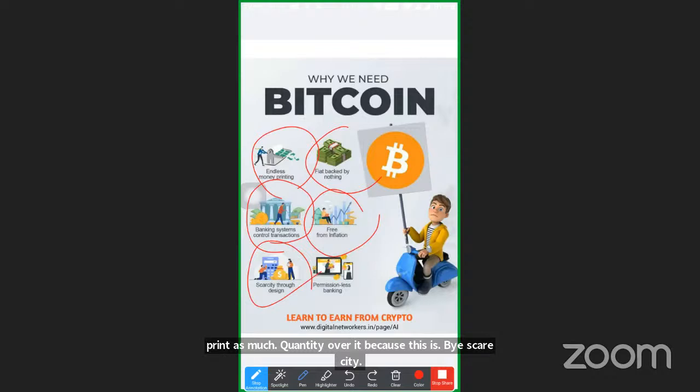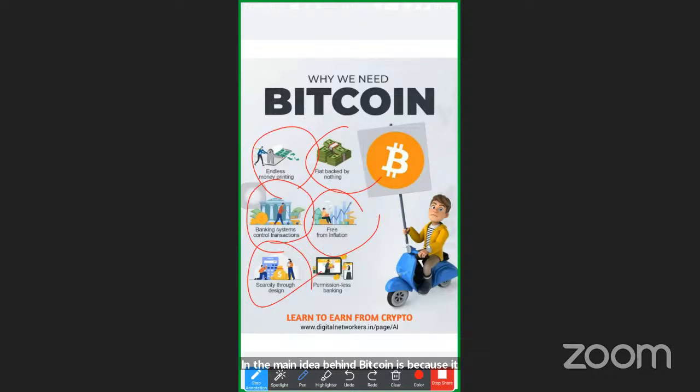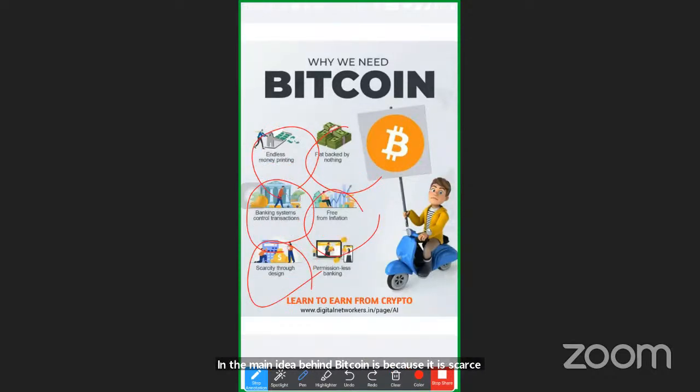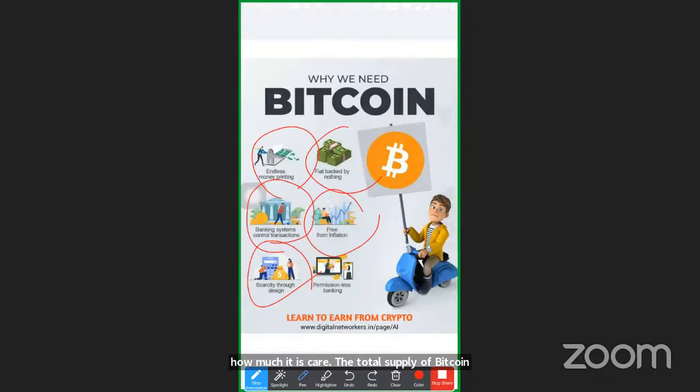The main idea behind Bitcoin is that it is scarce. How scarce is it? The total supply, the total quantity of Bitcoin that can ever be generated is fixed at 21 million Bitcoins. Not more than 21 million Bitcoin will be generated or issued, and after the 21st million Bitcoin is generated, no more Bitcoin will be coming to market. So that means all the people, if they want to have Bitcoin, they have to pay a higher price. Because, we all know the demand is increasing day by day.